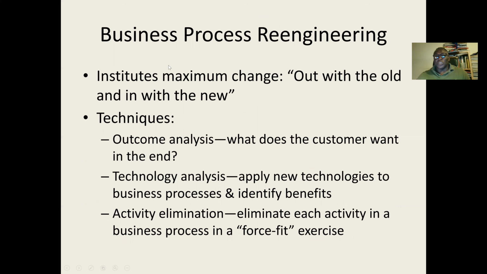Then business process reengineering, this will institute a maximum change. It's that we are creating a new system, not from the existing system, a complete makeover. So we can use something like outcome analysis. What does the customer want in the end? Technology analysis, we should apply new technologies to the business process and identify the benefit. Also activity elimination. We should eliminate each activity in a business process in a force-fit exercise.